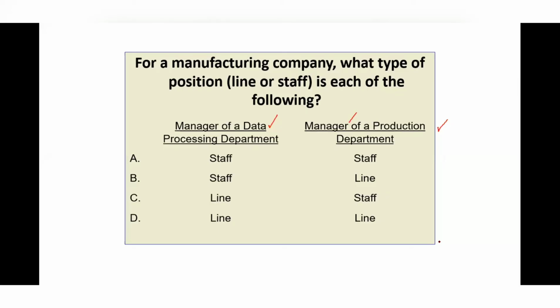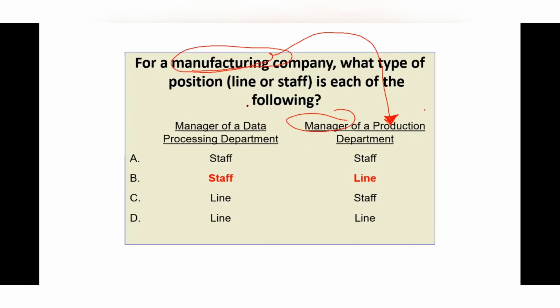Alright, many answered for letter B. Let's reveal the answer. Alright, ang gagaling naman ng BSA 21. Staff ang data processing, ang manager of data processing department, line ang manager ng production department. Correct. Kasi manufacturing company, ang nature ng business is ito, nandyan yung buhay ng business. Kaya sila yung line department at yung manager ay nasa line position.